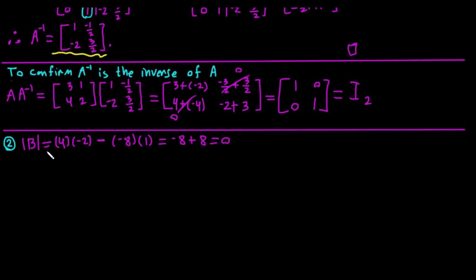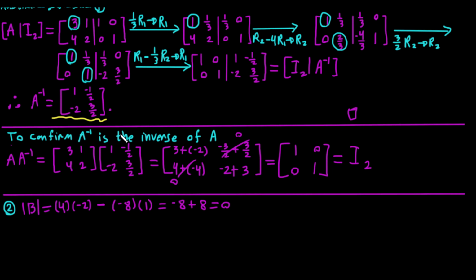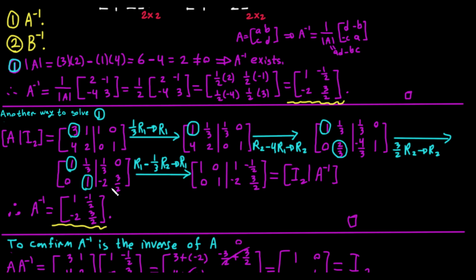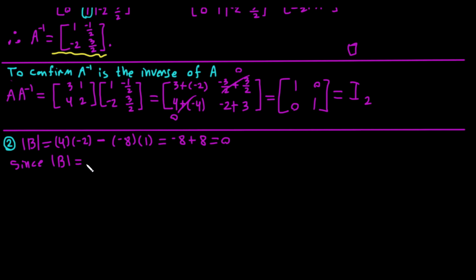And we know that if the determinant is equal to 0, then we can't find the inverse of this matrix, as we did here. If the determinant equals 0, then A inverse does not exist. The same thing here. We'll write: since the determinant of B equals 0, B inverse does not exist. Now we have answered this question: B inverse does not exist.